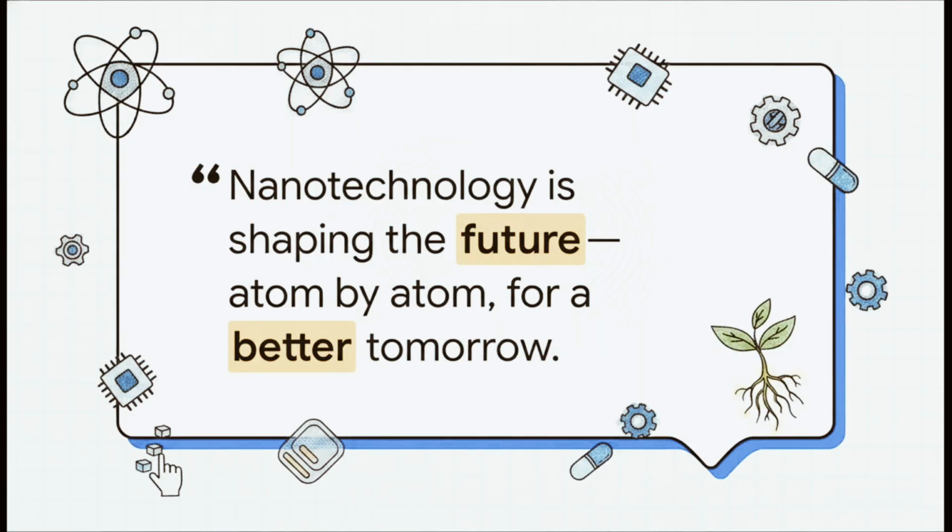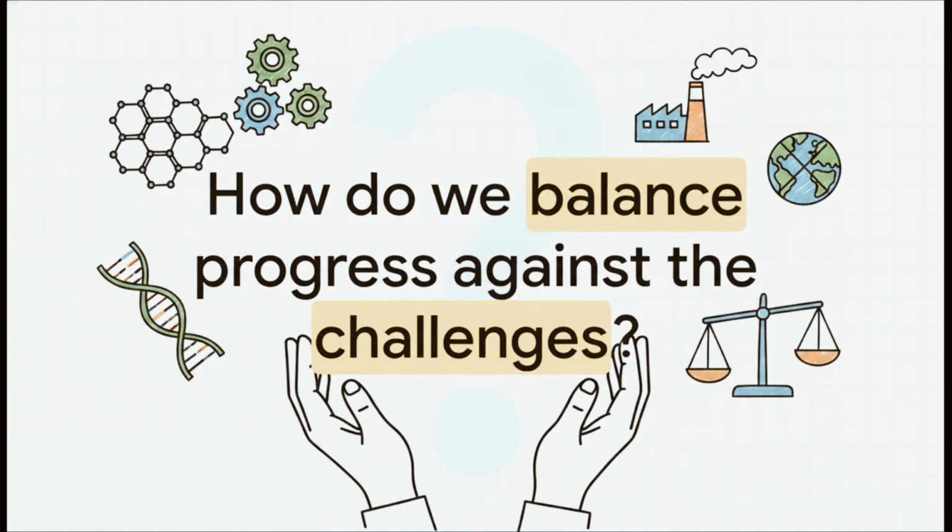But despite those hurdles, the ultimate goal of this field remains incredibly optimistic. To quote, nanotechnology is shaping the future atom by atom for a better tomorrow. By learning to manipulate the very building blocks of matter itself, we are opening doors to global solutions that were previously unimaginable. Which leaves us with a massive question to ponder. How do we balance this incredible, atom-by-atom progress against the ethical and environmental challenges it inevitably brings? It's a question society is going to need to navigate together as we continue to unlock the deepest secrets of the nanoscale.